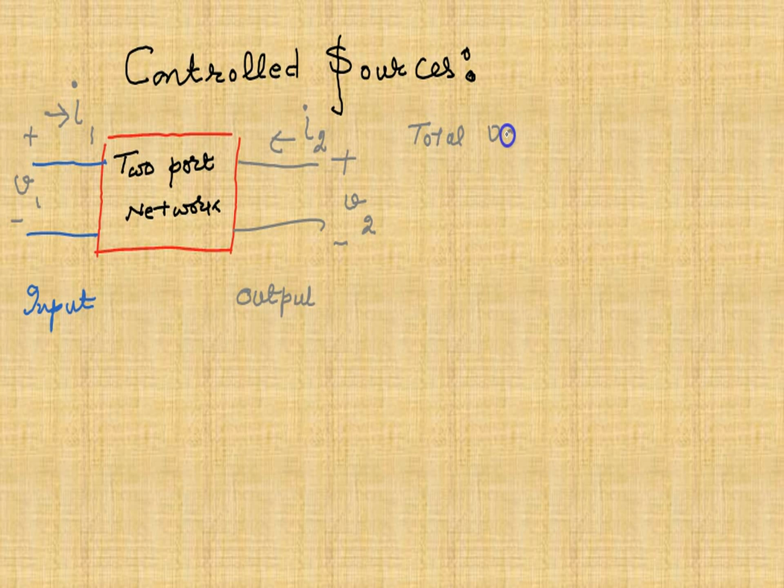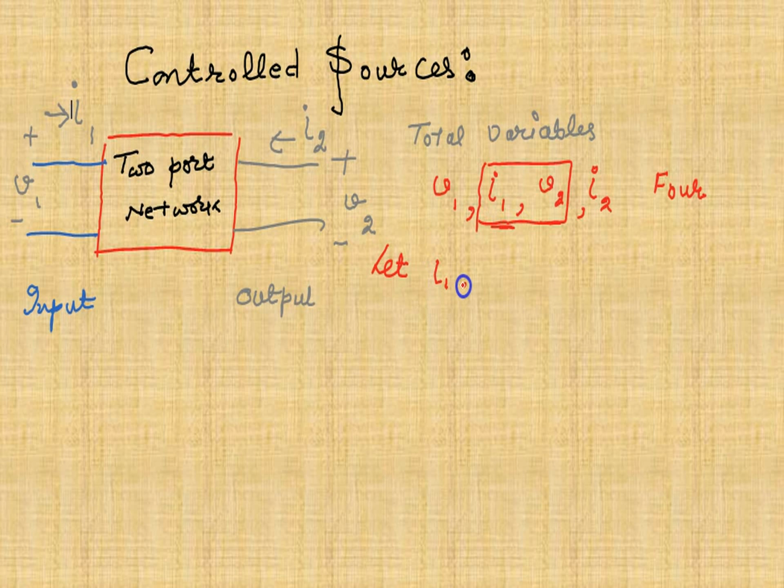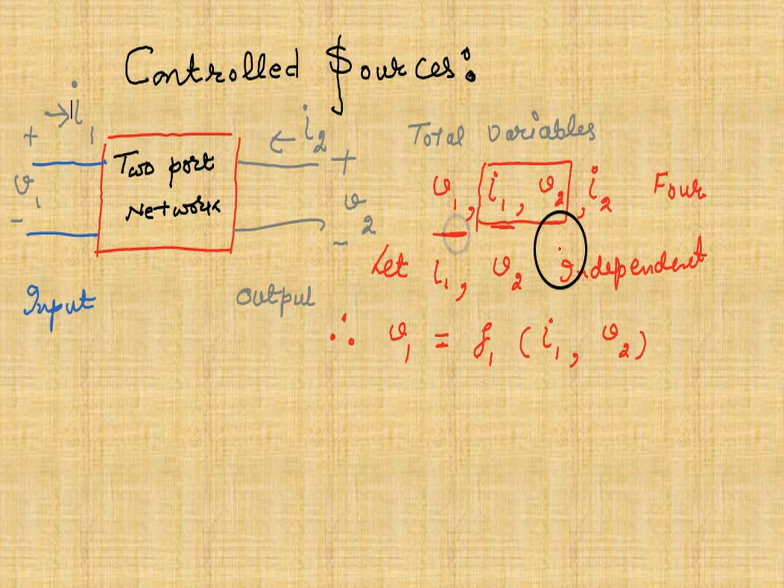You can show it like this, maybe it is common base or common emitter or common collector. There are 4 variables total: V1, I1, V2, I2. To solve, we make 2 variables independent and 2 variables dependent. Let me choose I1, V2 as independent. Then the other 2 become dependent. V1 is a function of I1 and V2, and I2 becomes a function of I1, V2.